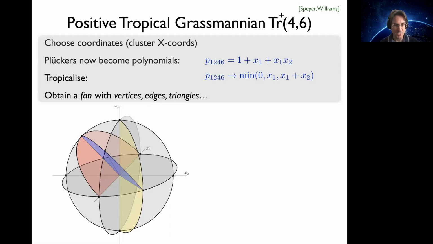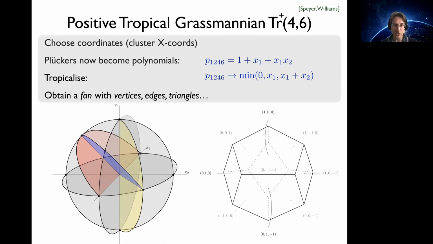Those vertices are connected by edges. The edges connect up into triangles. And in this example, I stop because I'm in 3 dimensions. But if I were doing a higher dimensional example, I would go on to tetrahedra and higher dimensional simplices and so on.